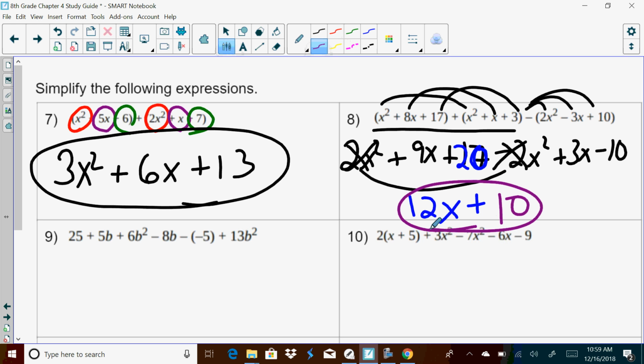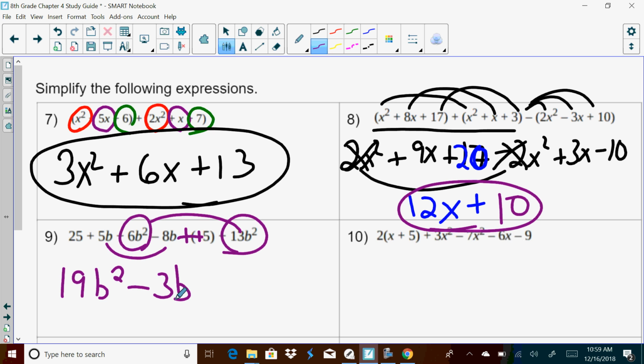For problem number 9, first thing I should realize, I have two negatives next to each other, so they become positives. So I have the b squareds. I have 6b squared and 13b squared, so I have 19b squared. 5b minus 8b is going to give me a negative 3b, and 25 plus 5 is going to give me 30.